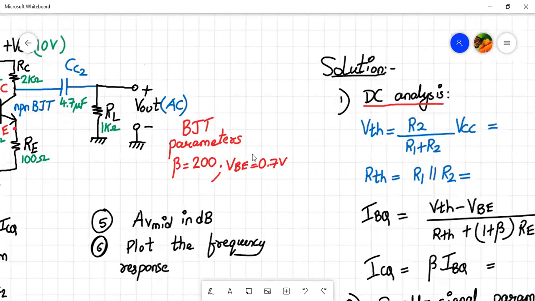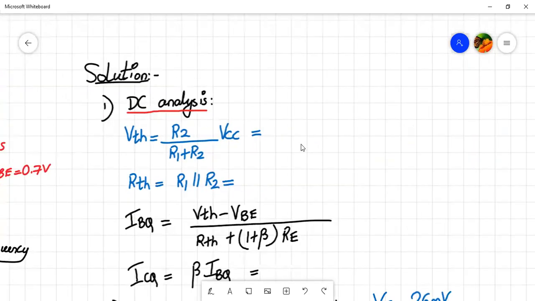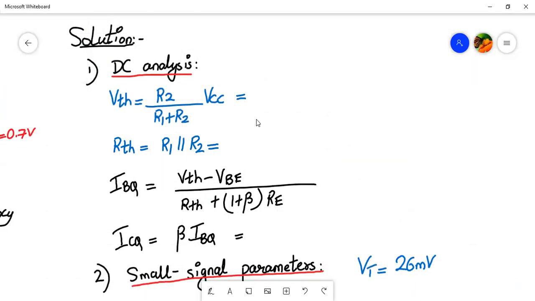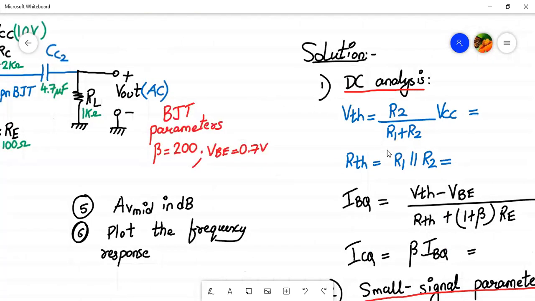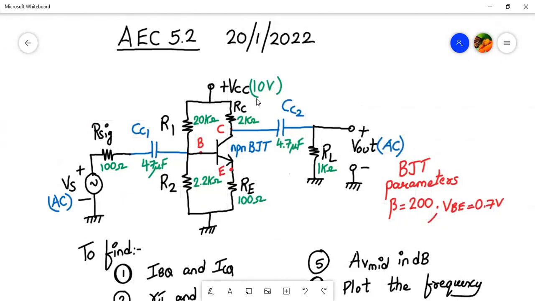So let us start with the DC analysis part. Now I hope that this will be familiar. This is for your voltage divider bias. Let us check the values first of all so that we can confirm. VCC value is 10 volt, RSig value is 100 ohm, CC1 value is 47 microfarad, CC2 value is 4.7 microfarad, RE value is 100, RC value is 2 kilo ohms, R1 value is 20 kilo ohms, R2 value is 2.2 kilo ohms.